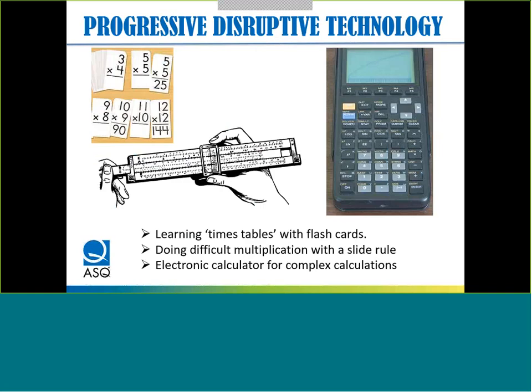Progressive disruptive technology, as Dawn mentioned in my introduction, is the progressive nature of it. When I was in grade school, we used flashcards to memorize multiplication tables. Then I was a geek that carried a slide rule around college, then got a calculator, and then moved through minicomputers and PCs.